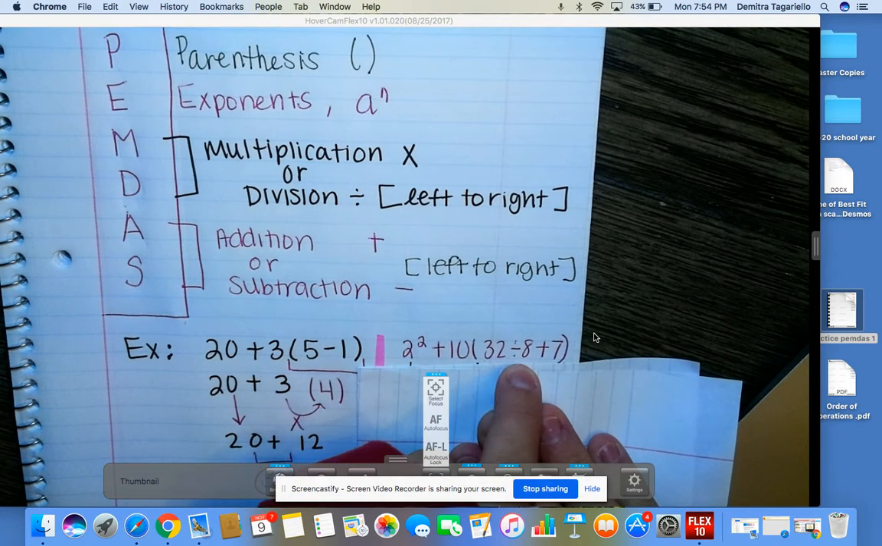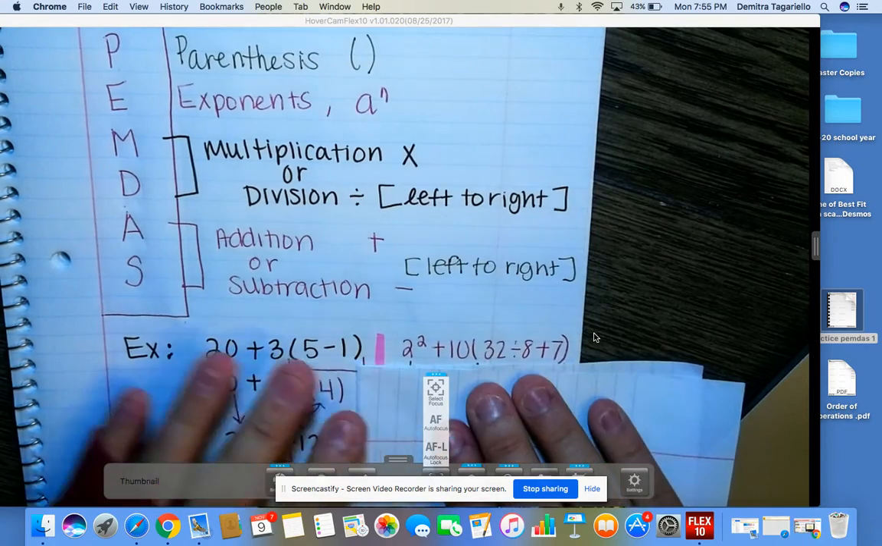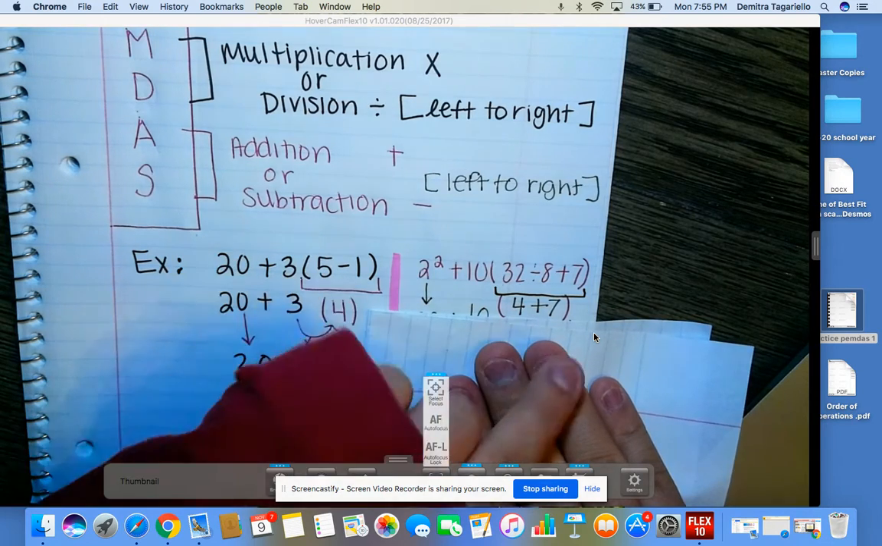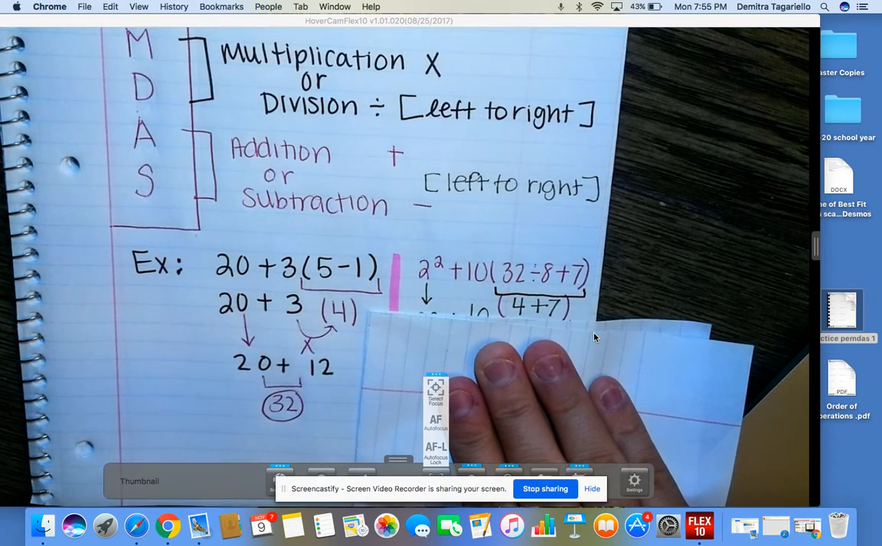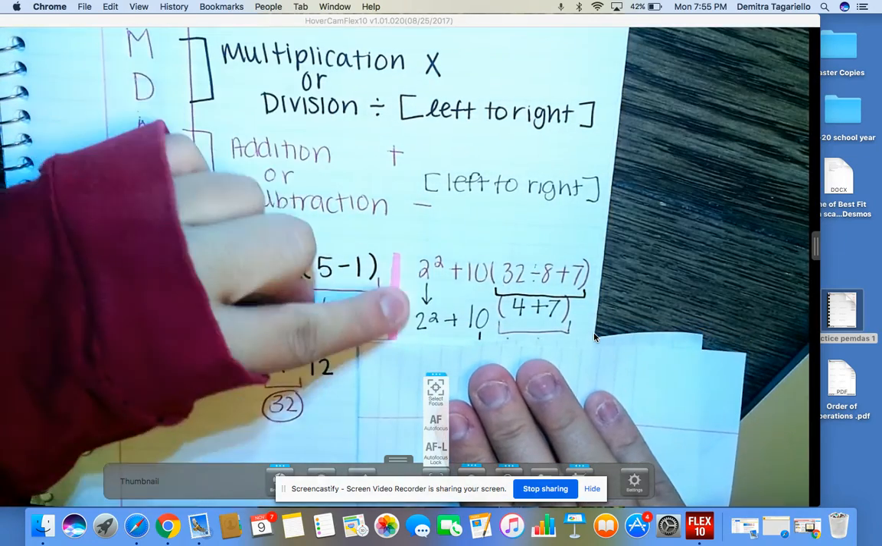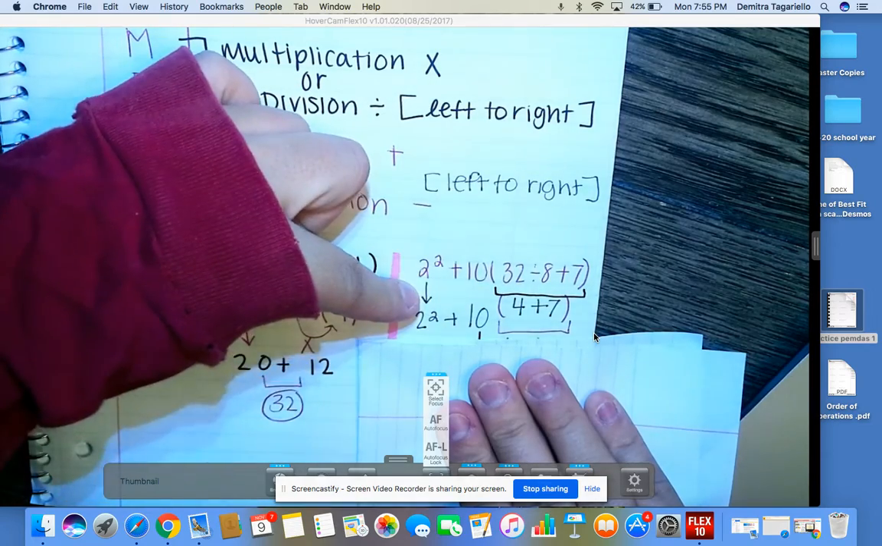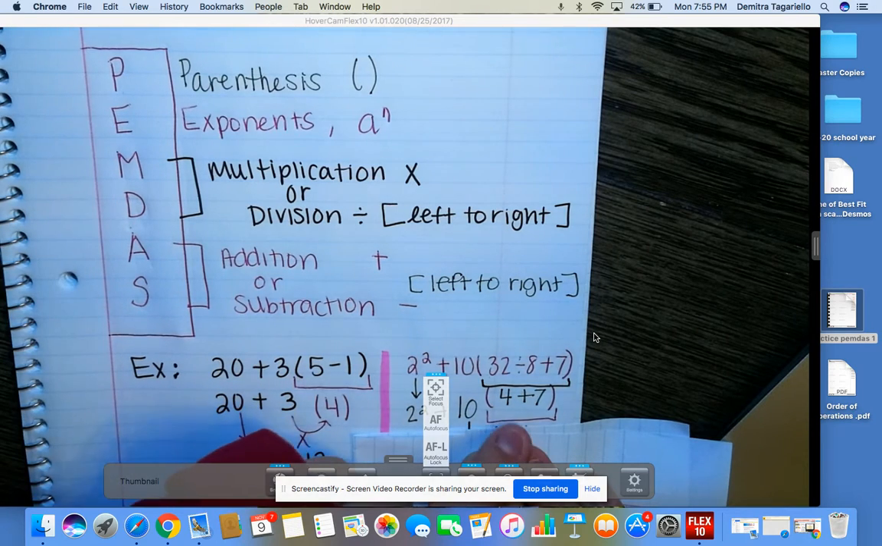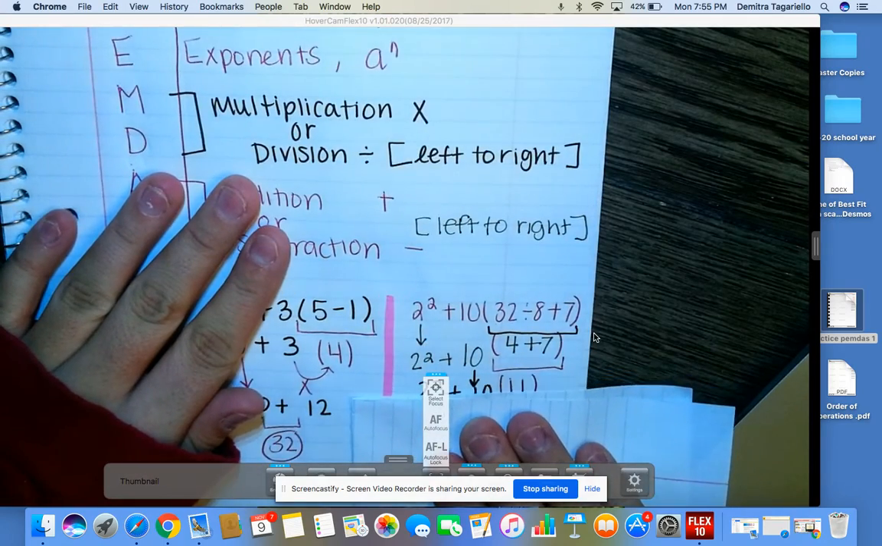I notice I have 32 divided by 8 plus 7. So left to right, division does come before addition. So I'm going to do 32 divided by 8. That leaves me with 4. Okay, so what I'm going to do is I'm going to bring that down first, and then I'm going to bring down plus 7 because I didn't finish the entire parenthesis. So 4 is brought down plus 7, and then, sorry for this lopsidedness, I brought the 2 squared down plus 10. And I'm not done yet because according to my PEMDAS, order matters. So I'm not done with my parentheses, so I need to finish it out. 4 plus 7. So 4 plus 7 is going to leave me with 11.